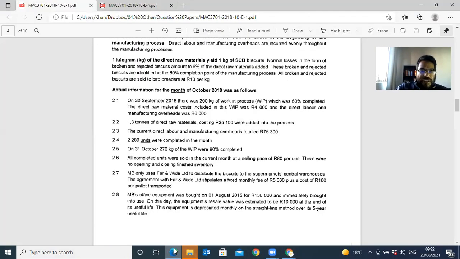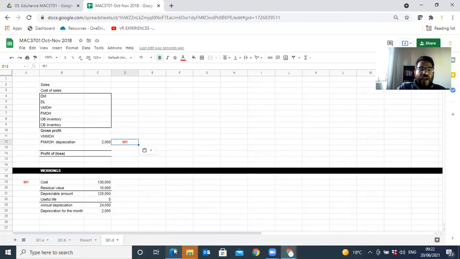Then we're going to deal with 2.7. They're saying MB only uses Far and Wide to distribute the biscuits to the supermarket's central warehouses. The agreement stipulates a fixed monthly fee of 5,000 Rand plus a cost of 100 Rand per pallet transported. So distribution cost has both a fixed and a variable component. Because distribution is not part of the manufacturing process, it is a fixed non-manufacturing cost.